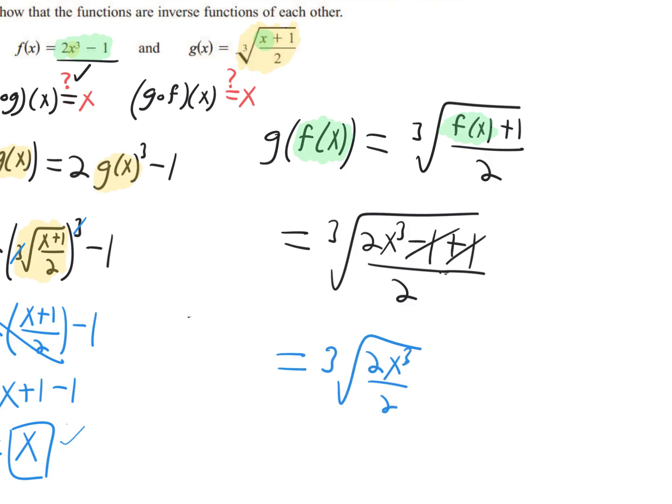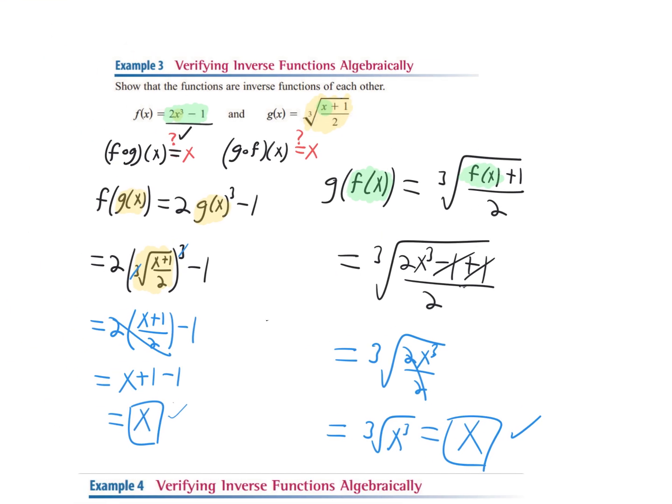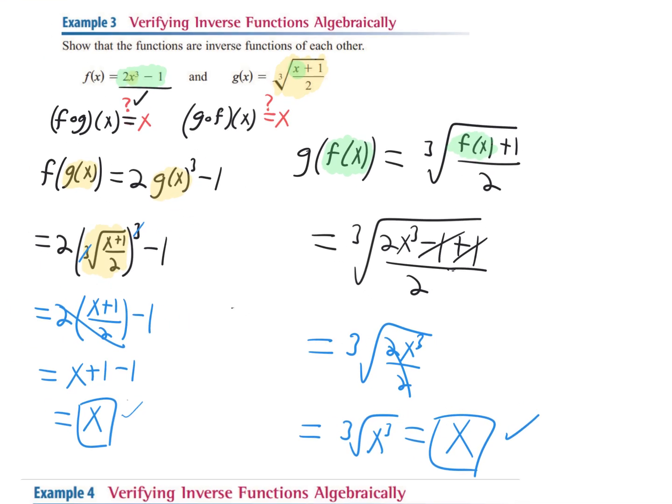What's the next thing that cancels out? The 2's, and then you have the cube root of x to the third. What's the last thing that cancels out? Good, right? The cube roots, and then this is just going to get you x. So we did show that these functions are inverses because when we took the composition of f and g of f, we did get that they both equal x. So then you can say that f and g are inverses.